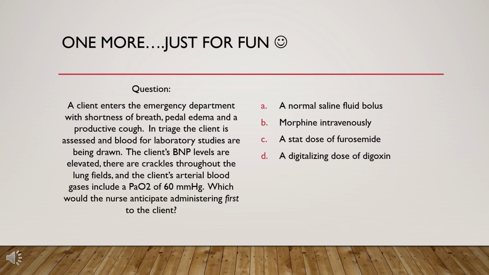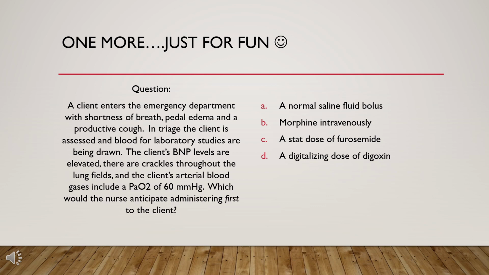Okay, let's do one more just for fun. A client enters the emergency department with shortness of breath, pedal edema, and a productive cough. In triage, the client is assessed and blood for lab studies are being drawn. The client's BNP levels are elevated, there are crackles throughout the lung fields, and the client's arterial blood gas includes a PaO2 of 60. What would the nurse anticipate to administer first to the client?